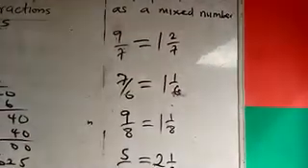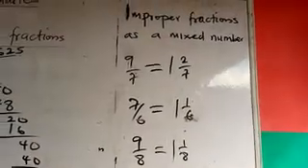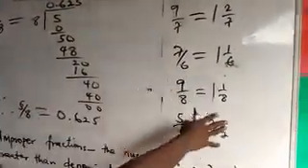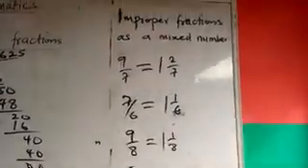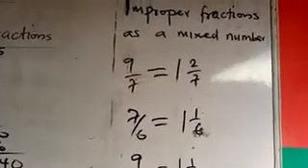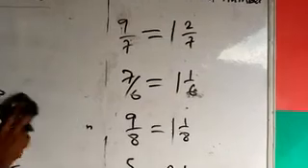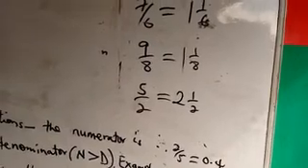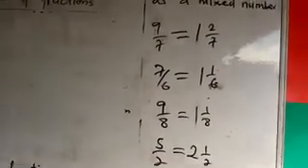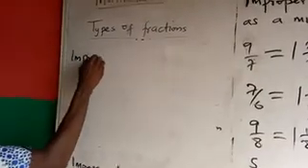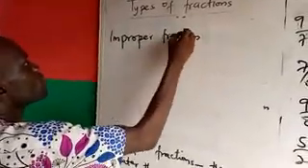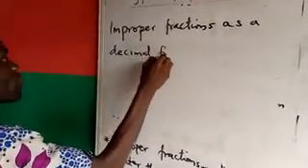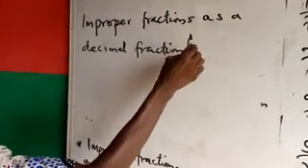Now, I want to see how we can write an improper fraction as a decimal fraction. Let us see that. I hope you can see. Let me clean this part. Now, we want to change this improper fraction to a decimal fraction. Let us see how we can do that.